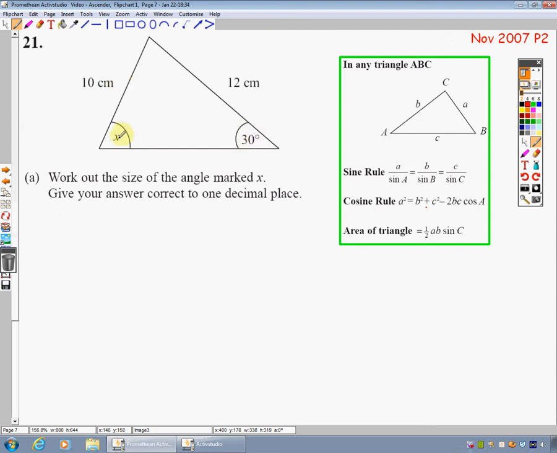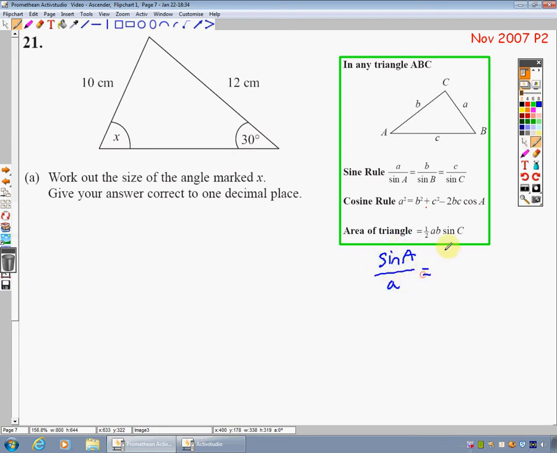Now the equation they give you in the formula book is a over sine A is equal to b over sine B, which is equal to c over sine C. This works exactly the same upside down. I don't think it's given in the formula book, but we could say that sine A over a equals sine B over b, which equals sine C over c.